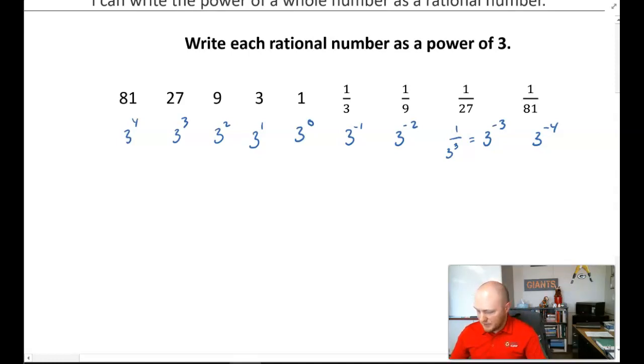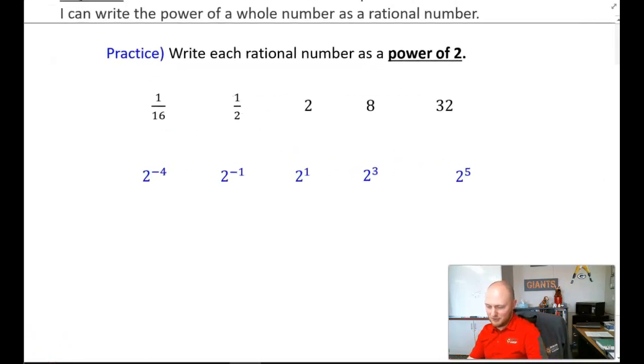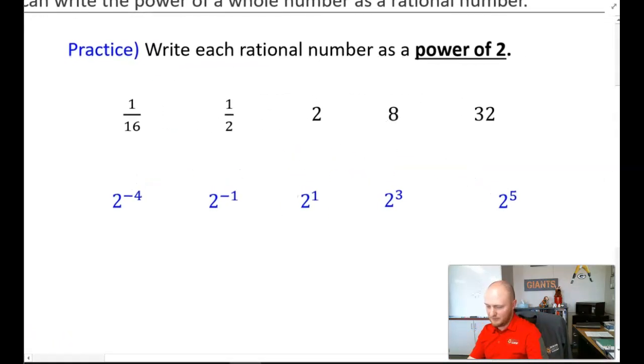Okay, next, power of 4. Oh, here's a practice problem. So go ahead, pause the video, and try these two. All right, here's the solutions to the power of 2. 1 over 16, that's 2 to the negative 4th. 1/2, 2 to the negative 1st. 2, 8, and 32. 32 might have been the trickiest one. 2 to the 5th.